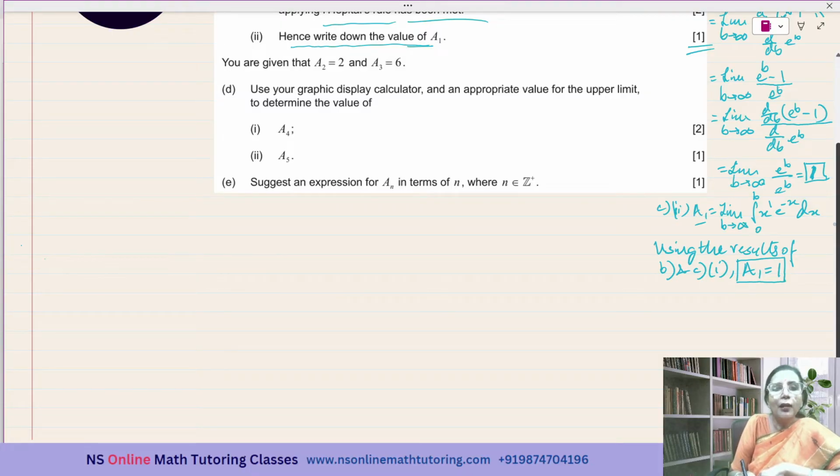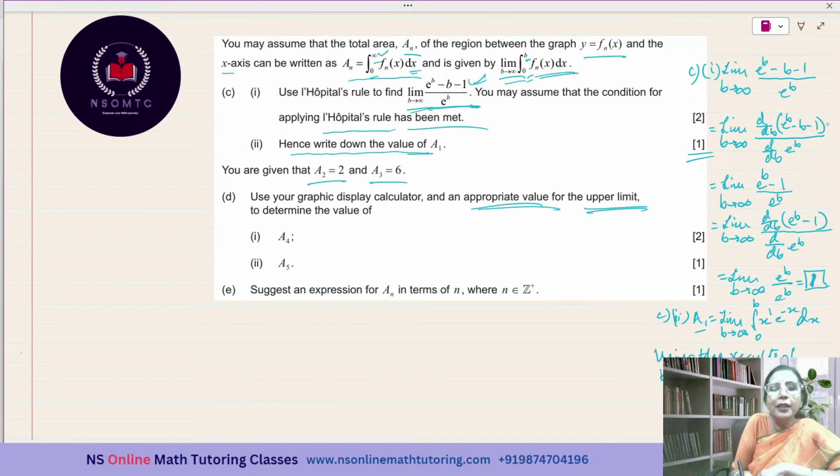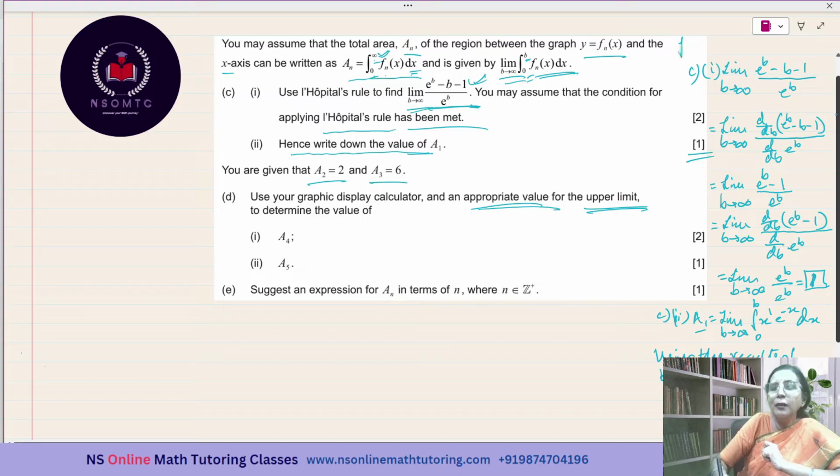Okay. You are given that A2 equal to 2 and A3 equal to 6. Subpart D's question is use your graphic display calculator and an appropriate value for the upper limit, because the upper limit is just infinity. We cannot input any infinity in our calculator. So we have to put a large number. Okay. So, and En is the integral from 0 to infinity of fn of x dx, and if you don't remember, fn of x was equal to x to the power of n and e to the power of negative x. Okay. So this was the expression for fn of x.